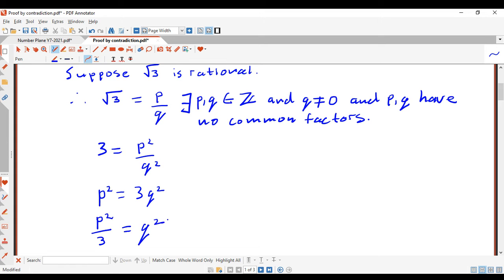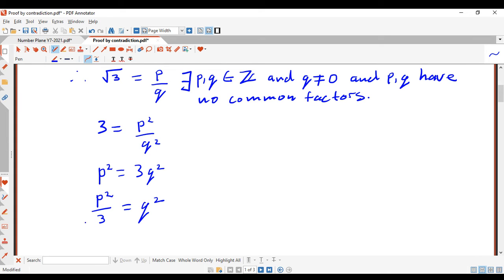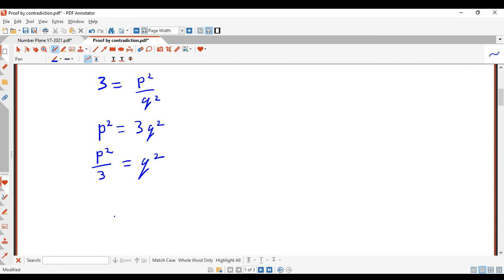Now, that's an important step because this says that P squared is divisible by 3 because Q squared is an integer, isn't it? Okay, so Q squared is an integer. So that means P squared is divisible by 3. Now, if P squared is divisible by 3, that means P is divisible by 3. Okay? So, therefore, P is divisible by 3.